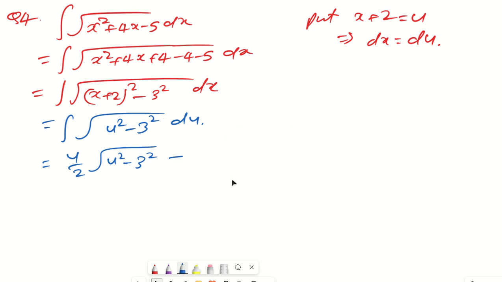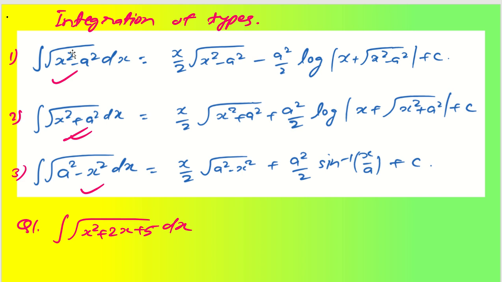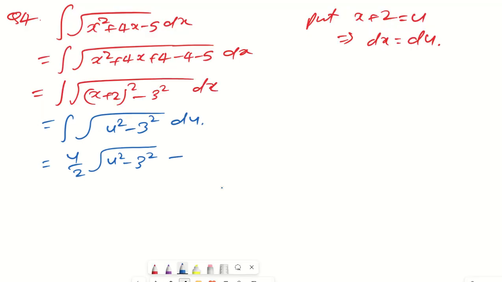Log by 2. Let me see the formula for that. So it is u square minus a square. So this is kind of this one, right? So x by 2 square root of x square minus a square minus a square by 2 log of x plus square root of x square minus a square, right? So if we see that, we are going to get 3 square by 2 log of u plus square root of u square minus 3 square, okay, plus some constant c.